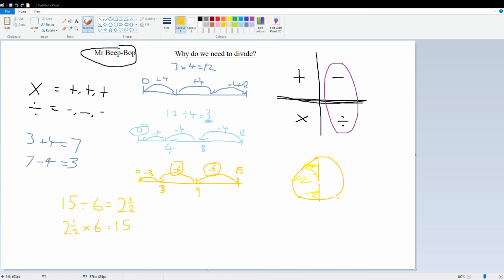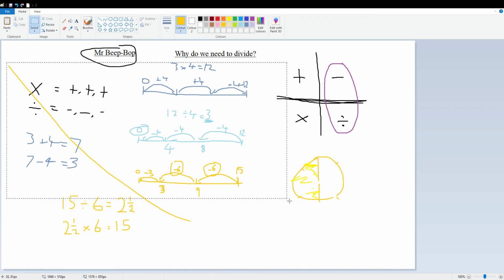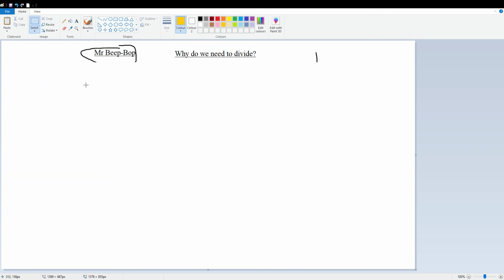So once again, we're now going to go back to our favourite example of, oh dear, must have not selected that properly. Okay, so we're just going to get rid of all this. Delete this, and we'll delete this as well. There we go. Now I do have to just go back over this. There we go, that's me, Mr. Beep-Bop.